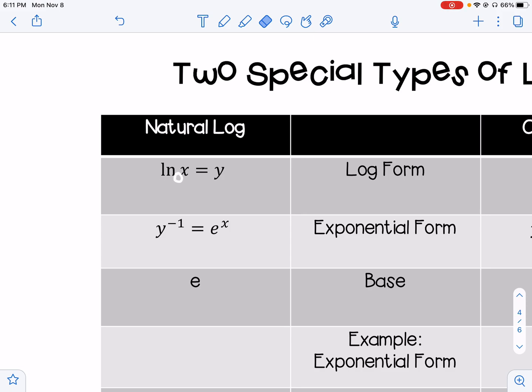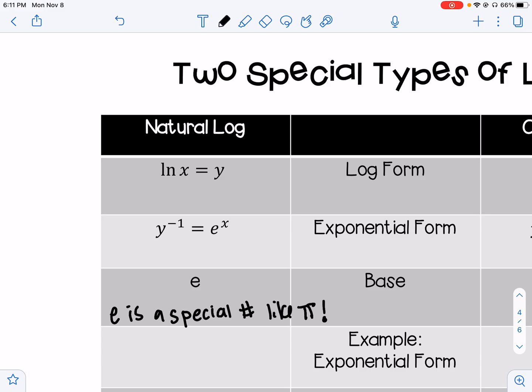So, also notice it doesn't have a base written. It really does have a base. If we come down here, we can see that base is e. Now you might be going, what in the world is e? It's just a really special number like pi. It gets its own variable.